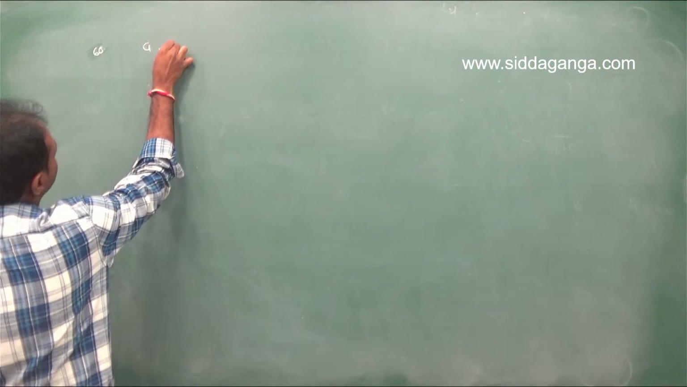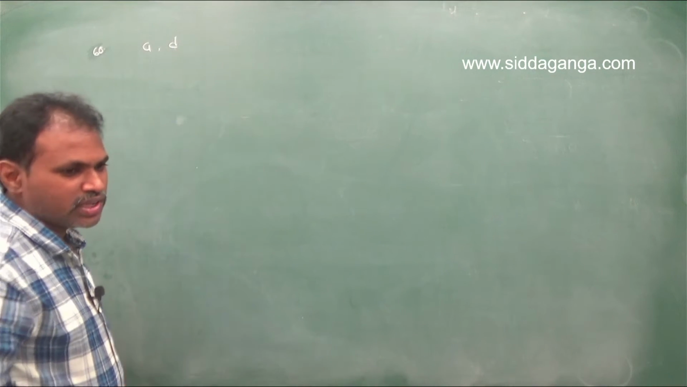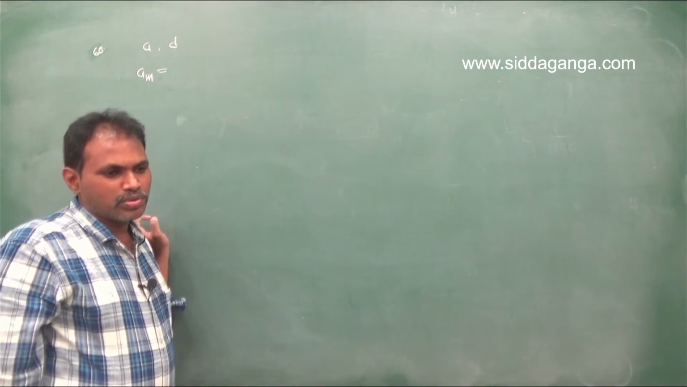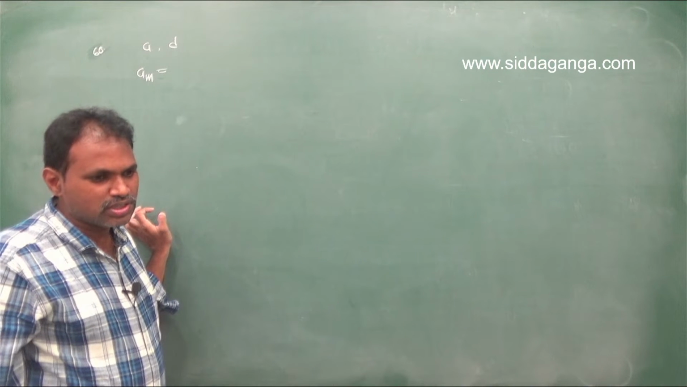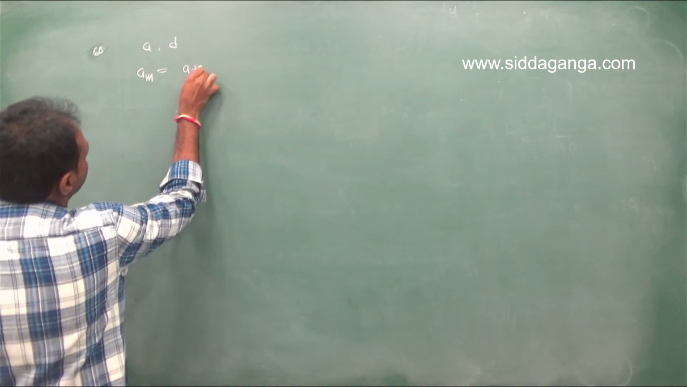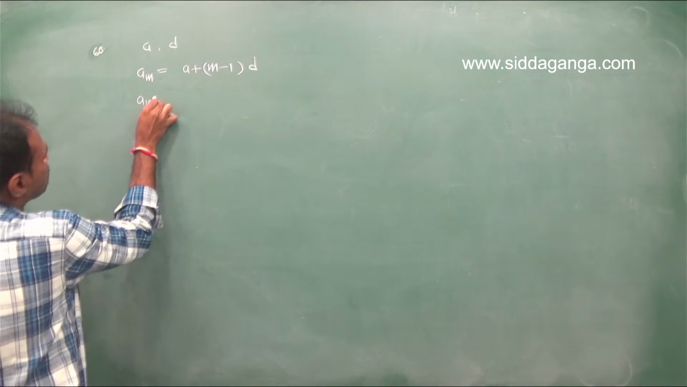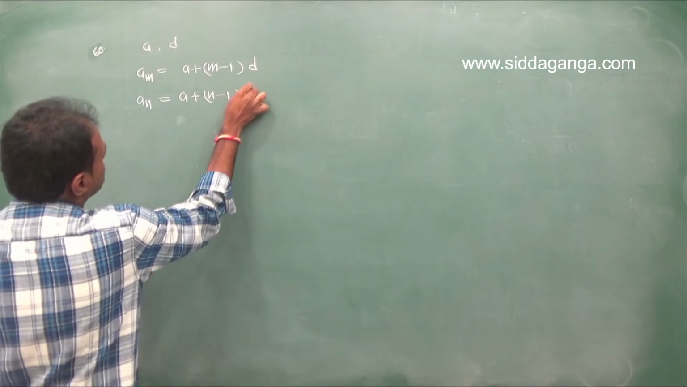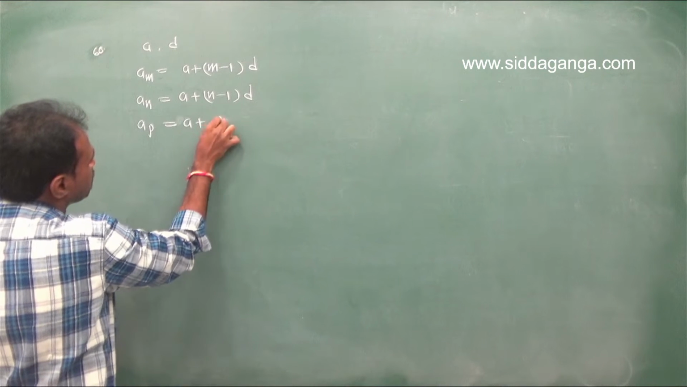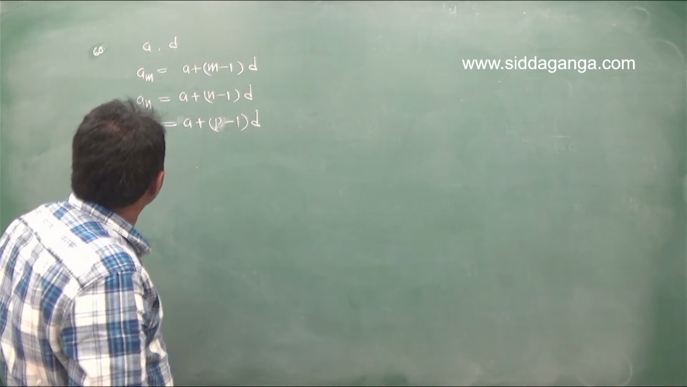Suppose the first term is A and the common difference is D. In the arithmetic sequence, the first term is A and the common difference is D. Therefore the mth term AM is, in the arithmetic progression, the nth term AN equals A plus (n minus 1) into D. But here they are asking AM, therefore A plus (m minus 1) into D. Next, AN equals A plus (n minus 1) into D. Next, AP is A plus (p minus 1) into D. These are the values of AM, AN, AP.